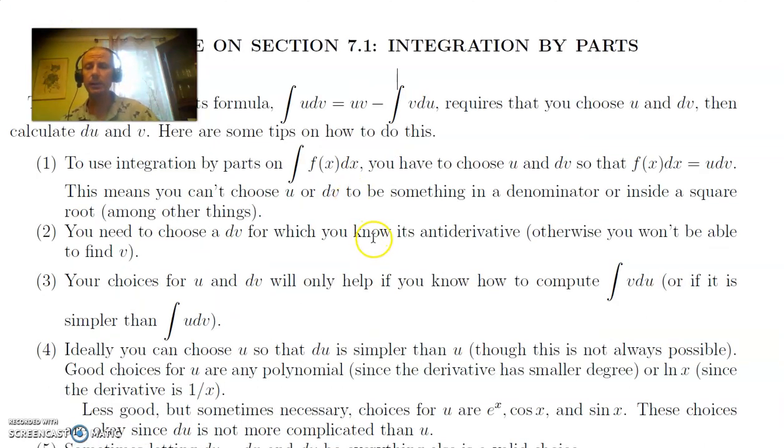Now, the lovely thing about integration by parts is it replaces one integral, the integral of u dv, with an expression containing a second integral, the integral of v du. However, this can always be done in some sense, but it will only be useful when you have a better chance of integrating the integral of v du than you did with the integral of u dv. So your choices are only helpful if you either know straight away what the integral of v du is, or in some sense it's simpler than the integral of u dv.